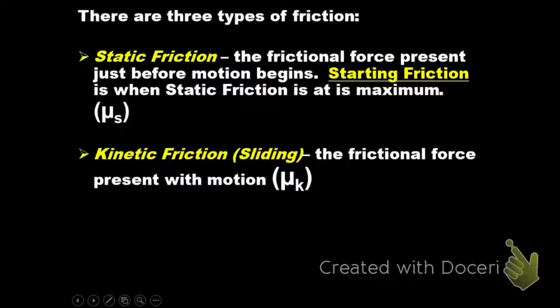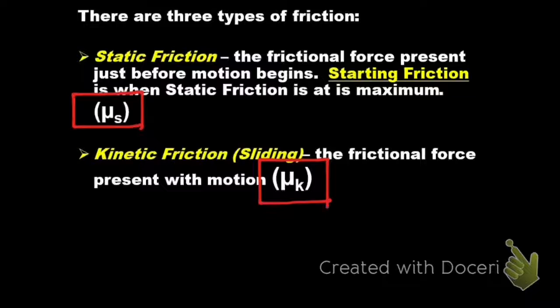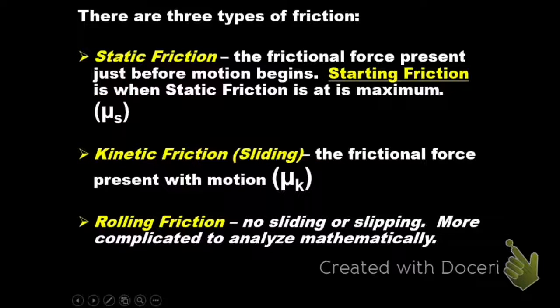The second type of friction is called kinetic friction, or sliding friction. This is the frictional force that takes place when objects are sliding past each other. It's important to notice that even if you have the same two objects in contact with each other, like your shoe against the ground, the static friction coefficient is going to be different than the kinetic coefficient for that exact same objects. And then there's rolling friction, which is when something is not sliding or slipping, it's rolling.